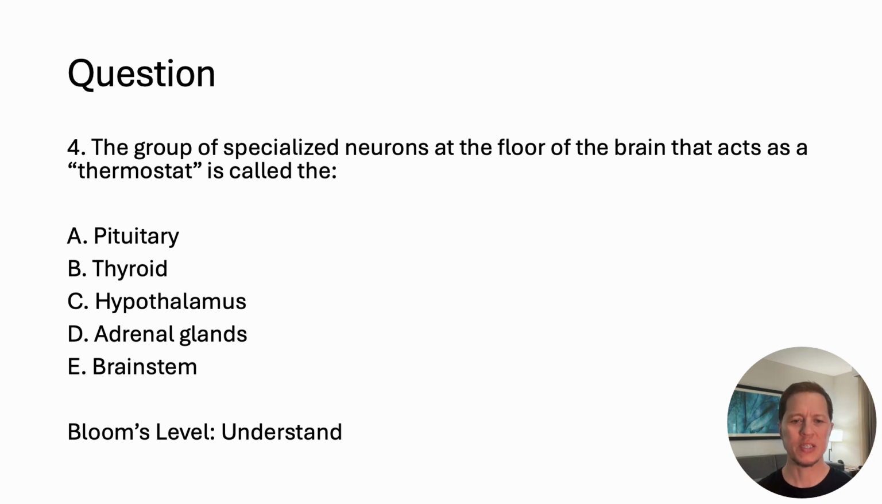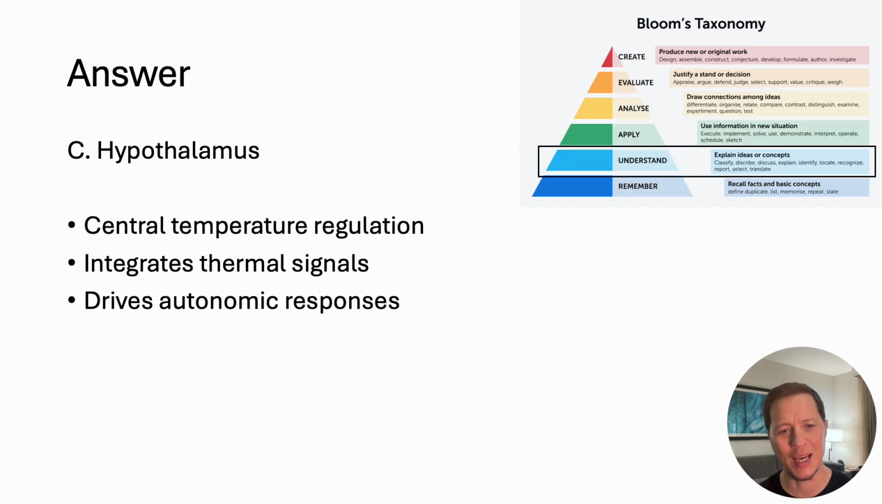Question 4. The group of specialized neurons at the floor of the brain that acts as a quote-unquote thermostat is called the pituitary, thyroid, hypothalamus, adrenals, or brainstem. I hope your adrenals are not up in your brain. It's the hypothalamus, which integrates, of course, your core and peripheral temperature inputs and orchestrates things like sweating, vasodilation, and even the shivering response when you're cold.